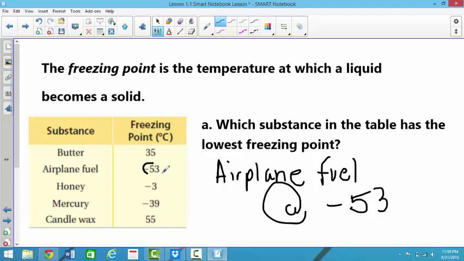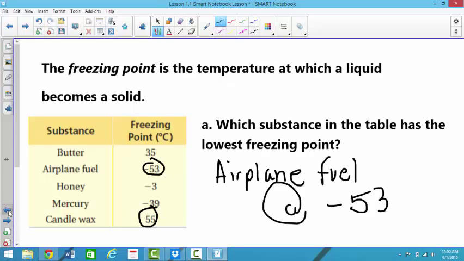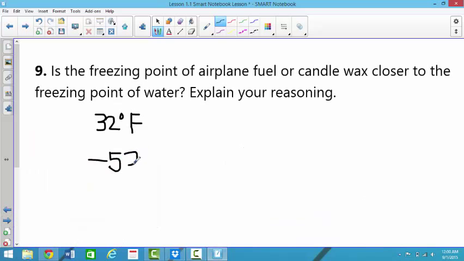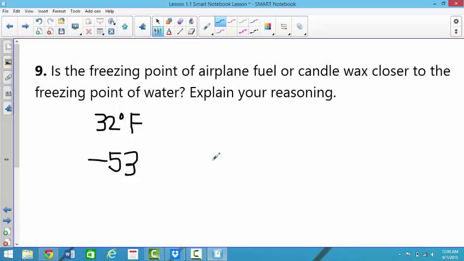Airplane fuel is a negative 53. Candle wax is 55. So we have to figure out which one of those is closest to the freezing point of water. So a negative 53 and 55, a positive 55. Which one of those two numbers is closer to 32?